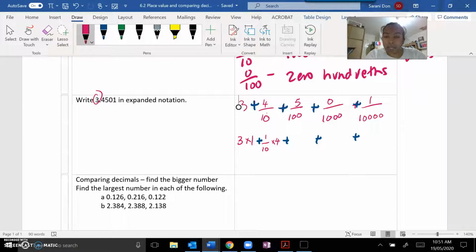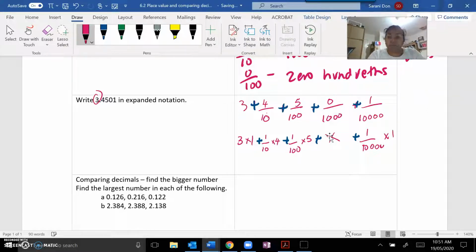Then this one, how many 1/100ths are there? There's 5 of them. With this one, obviously there's 0, so we're just going to disregard that. We're just going to leave it out. And this one, I'm just going to write it as 1/10,000 because it's the same as going that times 1.